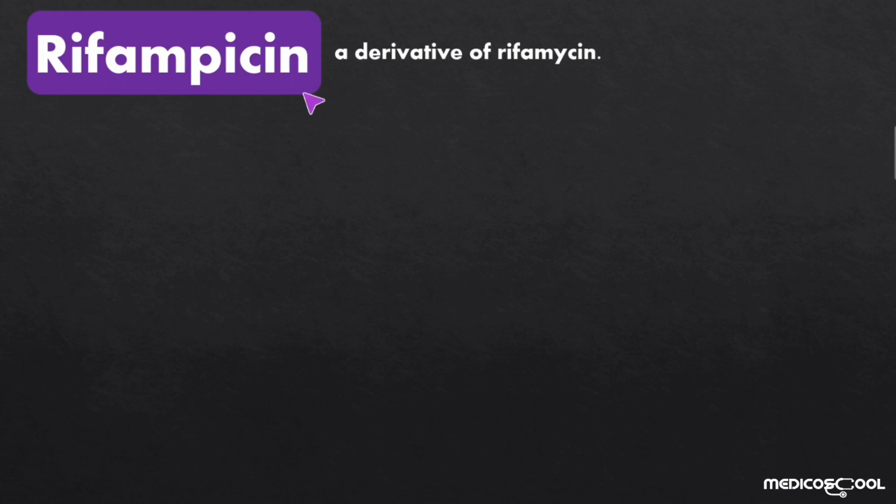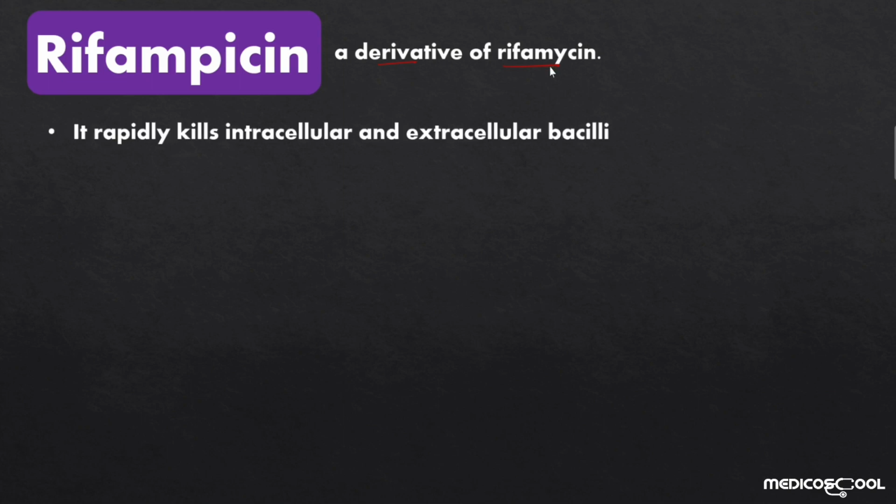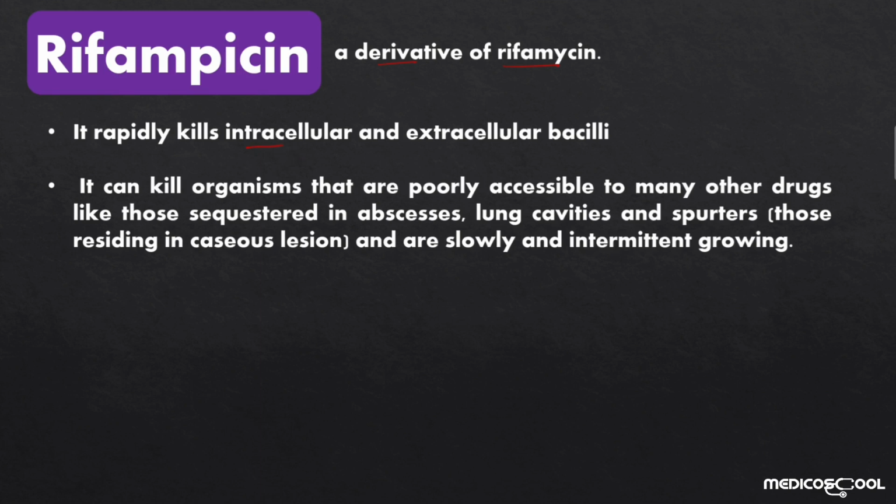So rifampicin, what is rifampicin? It is a derivative of rifamycin, and it rapidly kills intracellular as well as extracellular bacilli. Intracellular means those Mycobacterium tuberculosis which have invaded the macrophages and live inside the macrophages. The other antibiotics cannot kill the intracellular bacilli, but drugs like rifampicin and isoniazid can kill the intracellular as well as the extracellular bacilli.